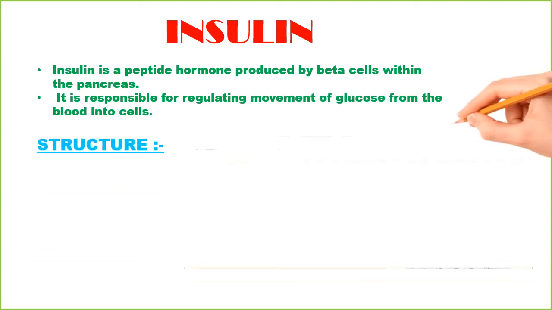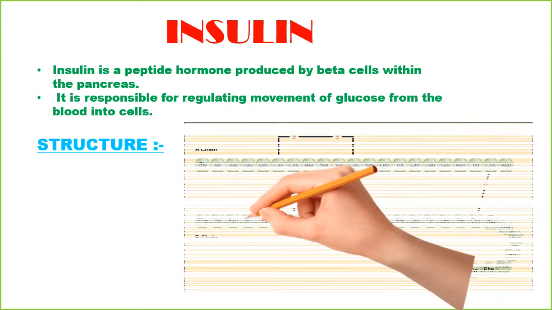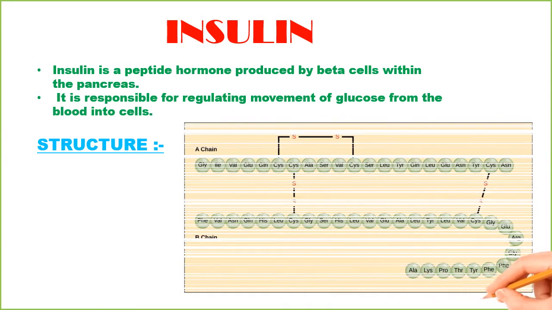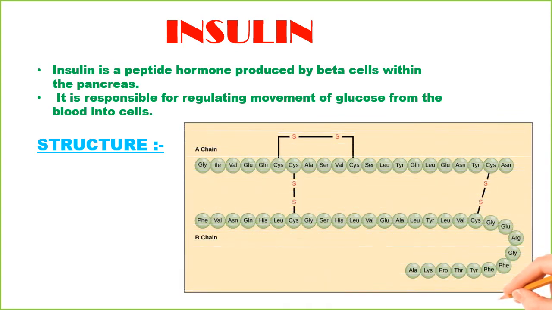Now, as you can see the structure of insulin over here, there are two chains, that is chain A and chain B. This chain A and chain B are connected to each other through disulfide bonds. There are two disulfide bonds between them and there is a third disulfide bond over here.